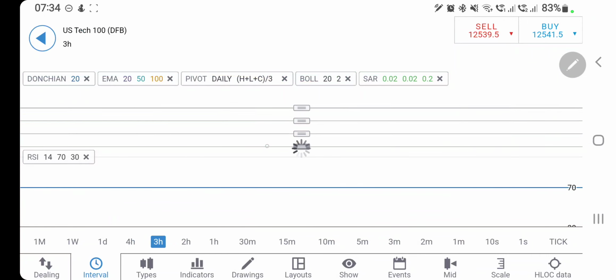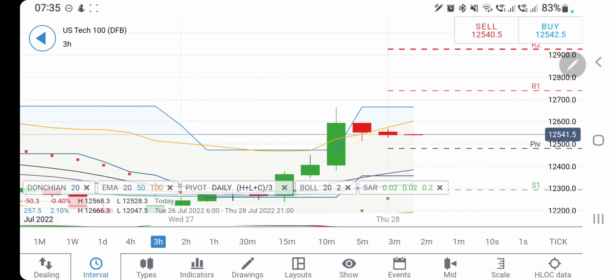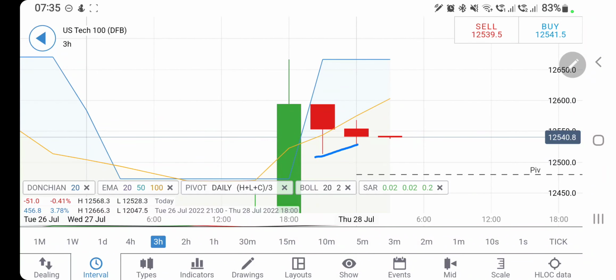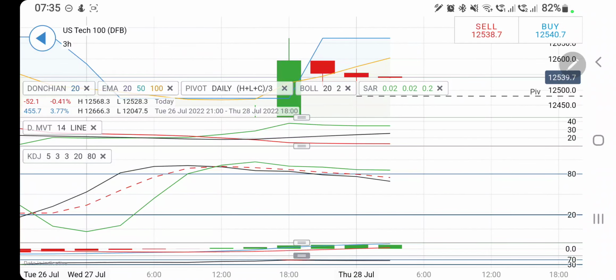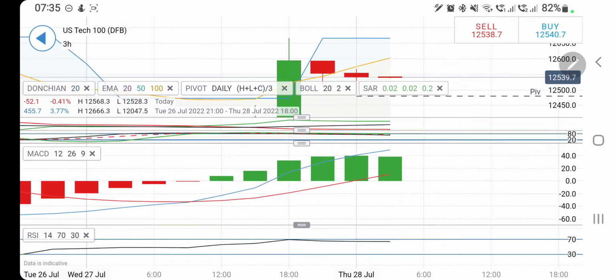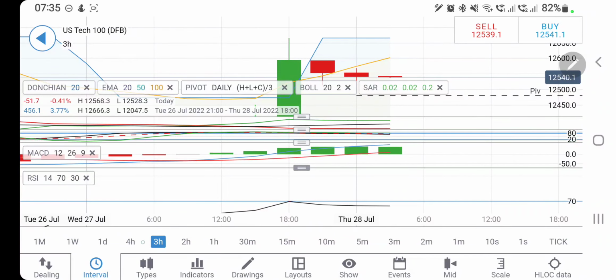RSI is overbought. Similarly, on the 3-hour charts, see these two candles: lower highs, higher lows, and yes, if it breaks beyond 12,550, you can go long, and then you can expect a little rise to 12,600, and beyond that, definitely 12,660 levels should get achieved. Beyond that, it will fly high towards 12,800 levels. Directional movement bullish there. Stochastic is again looking downwards on the 3-hour charts. MACD wide divergent bullish. RSI trading flat.